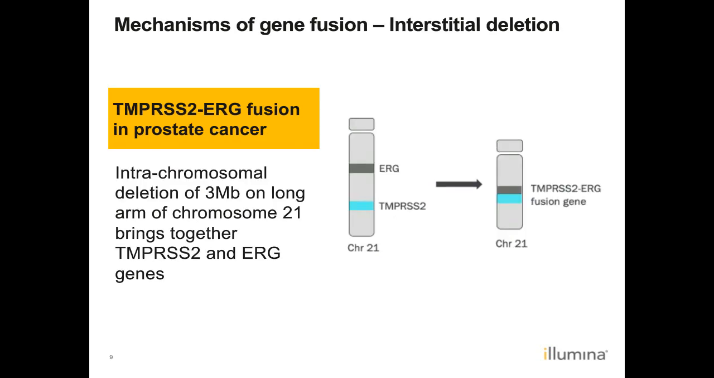Interstitial deletion is a loss of chromosomal material in the interior of a chromosome. A good example of a fusion that is formed as a result of such deletion is TMPRSS-ERK. This gene fusion is present in around 50% of prostate cancer patients. It occurs when intrachromosomal deletion of 3 megabases on long arm of chromosome 21 brings together TMPRSS and ERK genes. Its functional role is not fully understood, but it is believed to mediate cell migration and invasion.